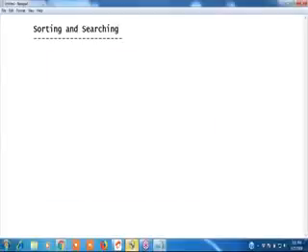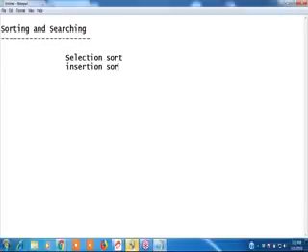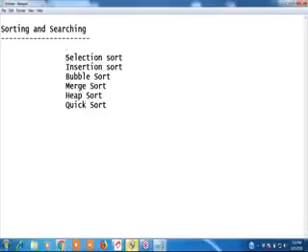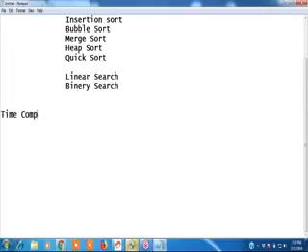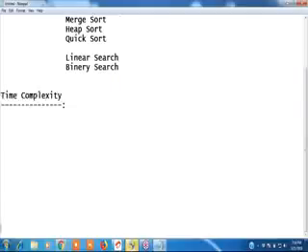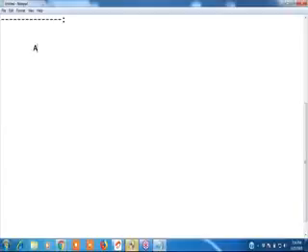Sorting and searching. Okay. What is sorting? What is searching? We discuss.